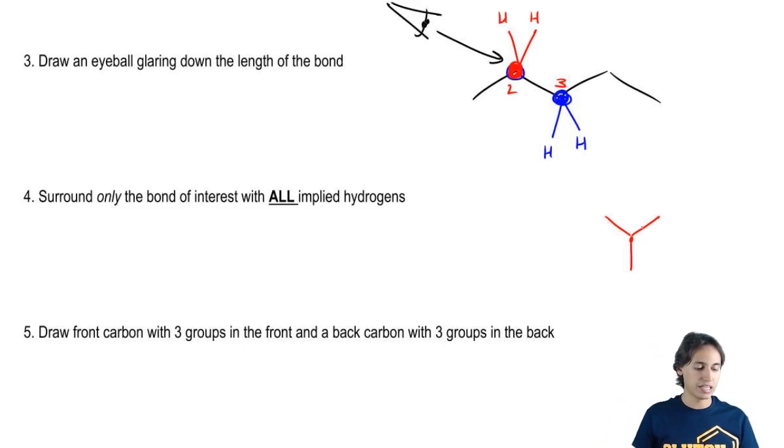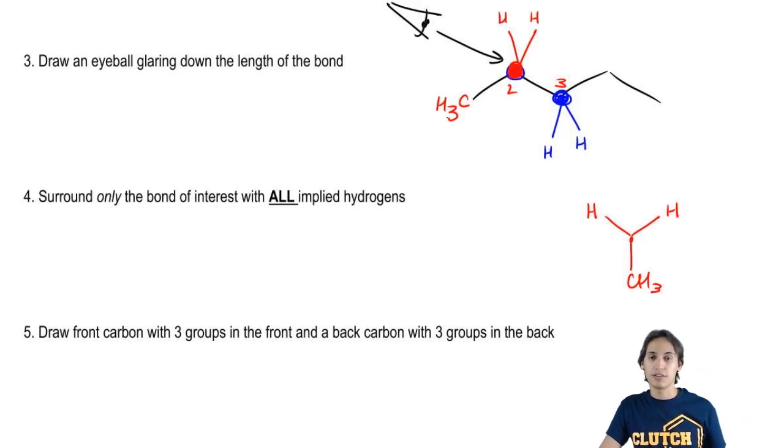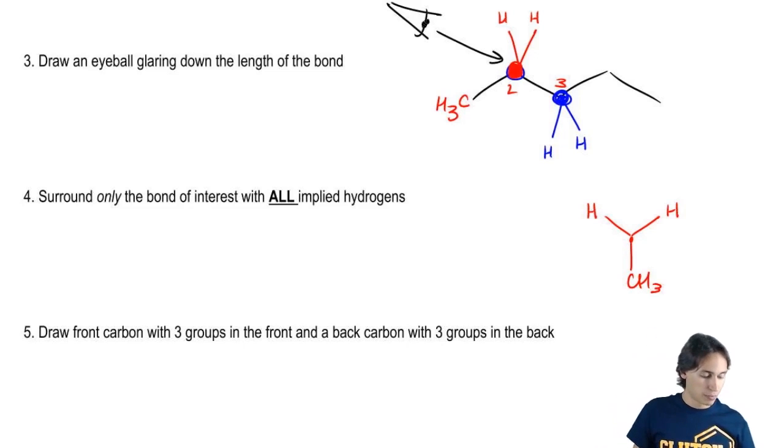So basically what I would say is then, okay, what are the 3 things that that red carbon is attached to? Well, it seems to be attached to an H on the top, an H on the top, and then a CH3 at the bottom. That is this CH3 right here. Get that? Then I look back at the blue one.